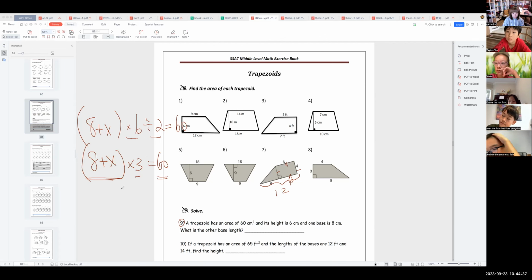20. Very good. So 8 plus x equals 20, right? So 8 plus x equals 20. x equals what, Violet? 12. Very good. So the other length is 12 centimeters. Understand, Andrew?